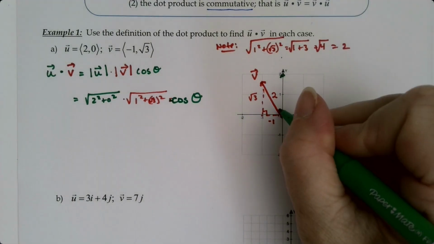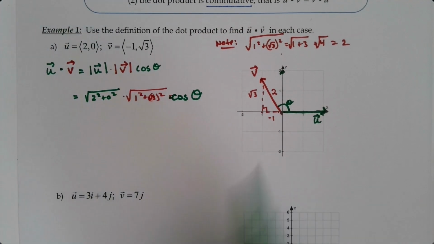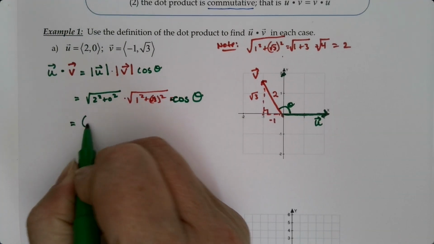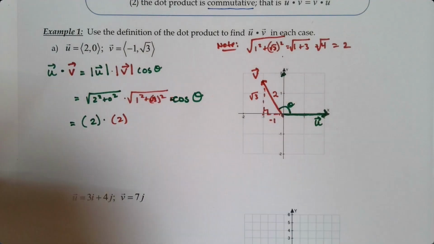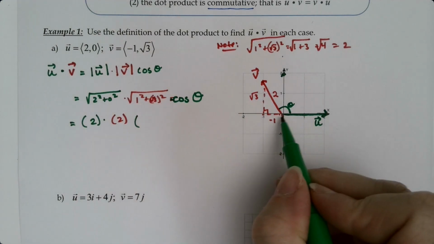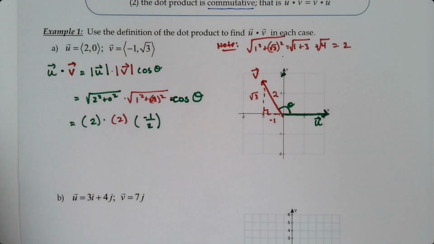I mean, the angle is right here, but we can use this triangle to figure out the cosine. So adjacent over hypotenuse. So we don't actually have to figure it out. So this is 2. This is 2, as we discovered. It's right there. And then the cosine of the angle, we just happen to know adjacent is -1 over hypotenuse, which is 2, and we're done.